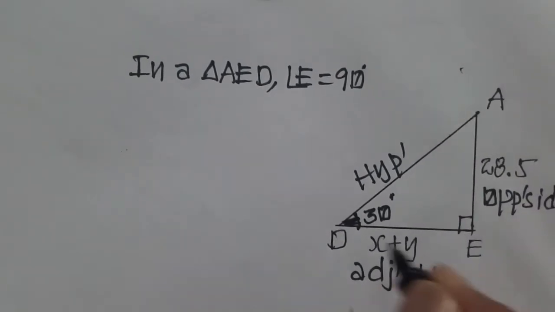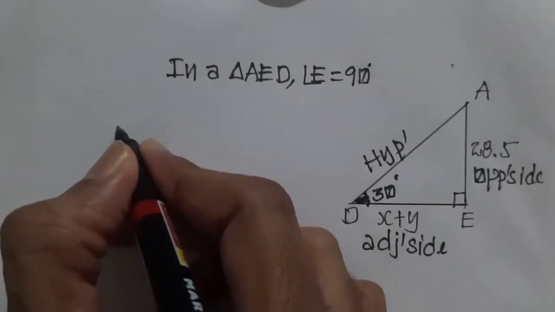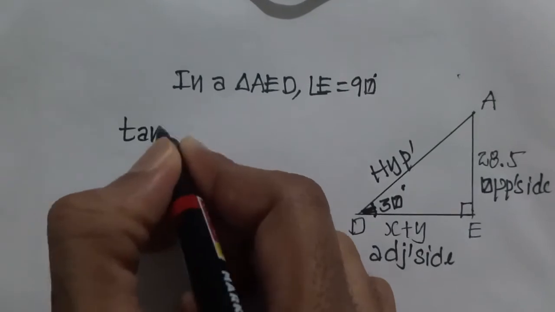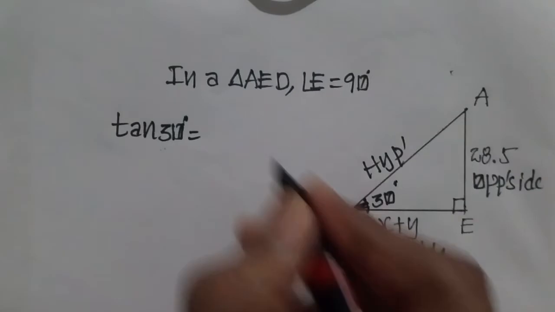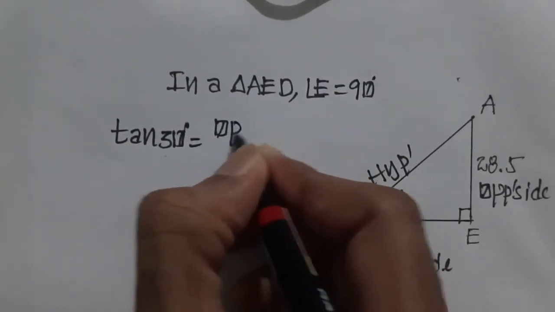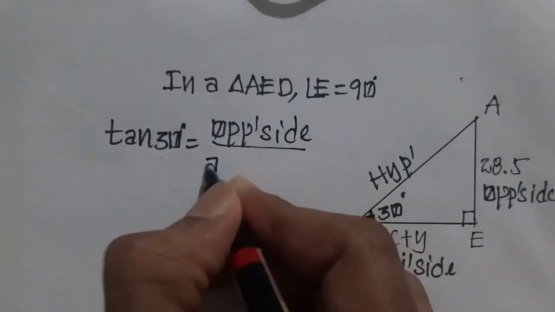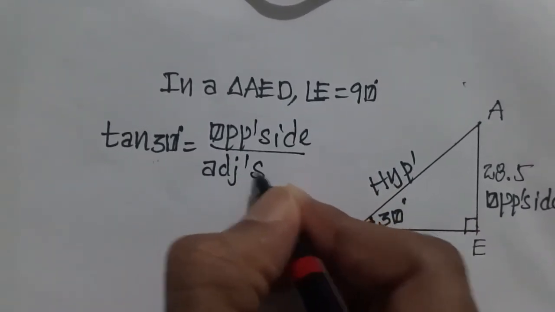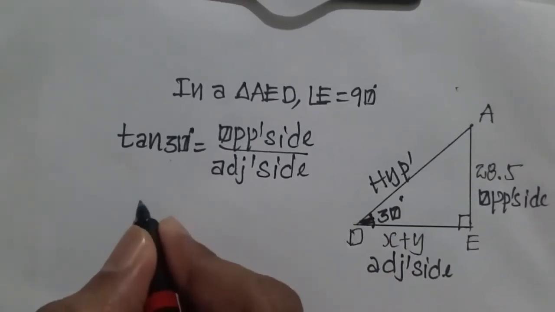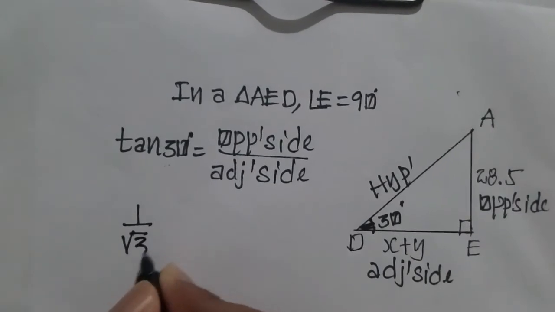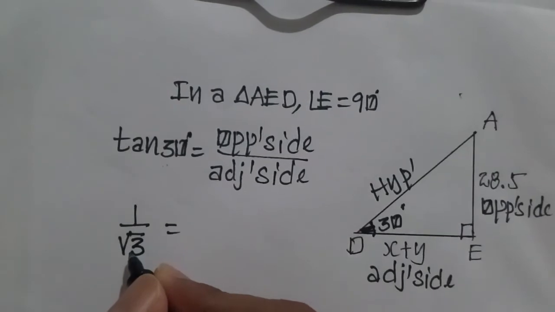Now we will take tan theta. Theta is equal to 30 degrees, tan 30 degrees is equal to opposite side by adjacent side. Here tan 30 is equal to 1 by root 3. Remember, tan 30 degrees is equal to 1 by root 3. Tan 60 is equal to root 3.